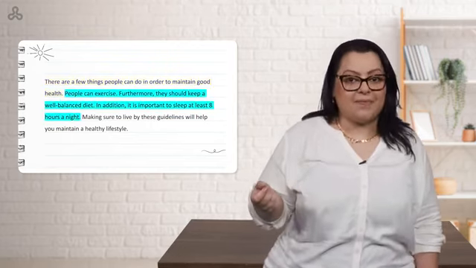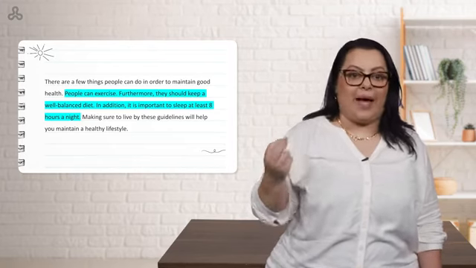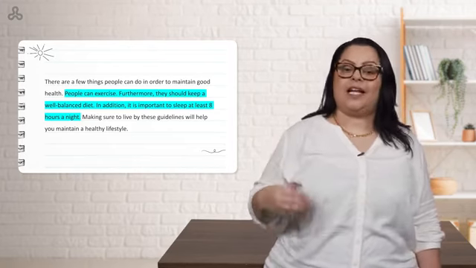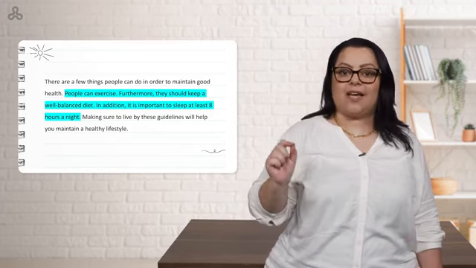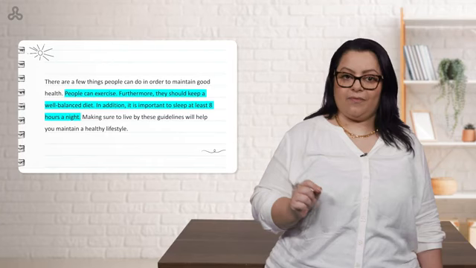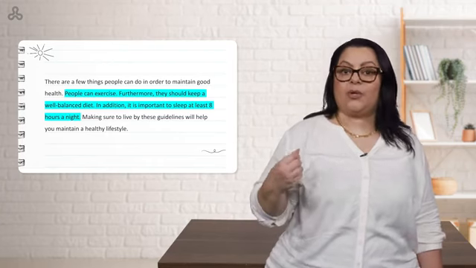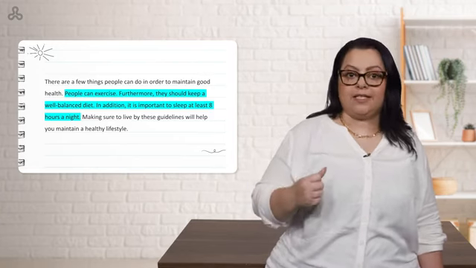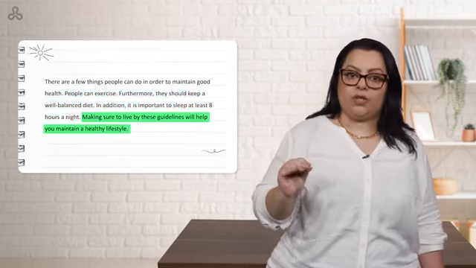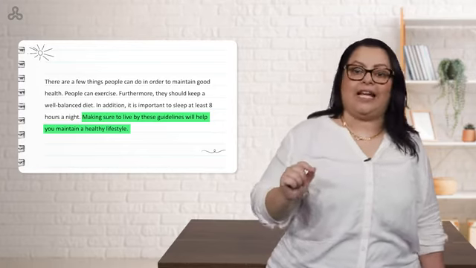People can exercise. Furthermore, they should keep a well-balanced diet. In addition, it is important to sleep at least 8 hours a night. These are supporting sentences. And our conclusion, the takeaway message of the paragraph is: making sure to live by these guidelines will help you maintain a healthy lifestyle.